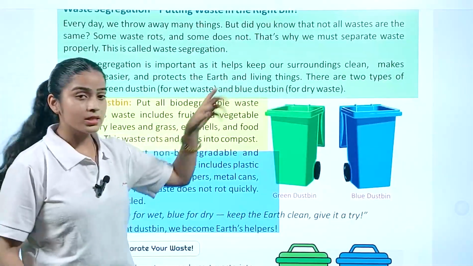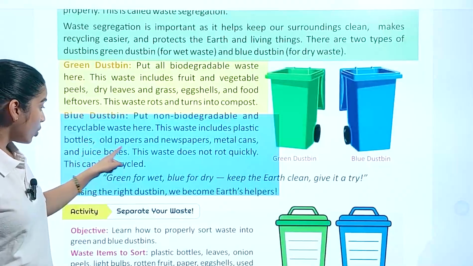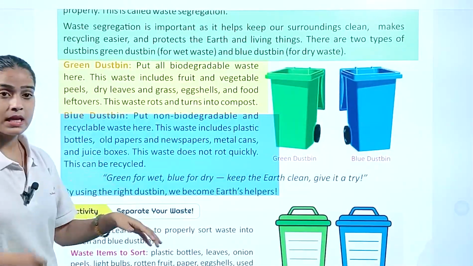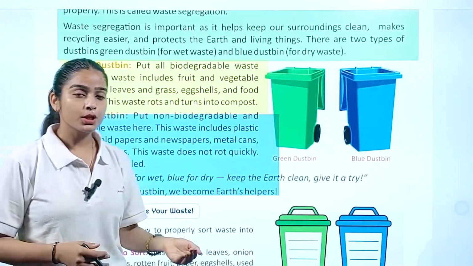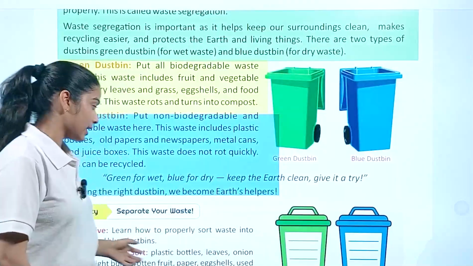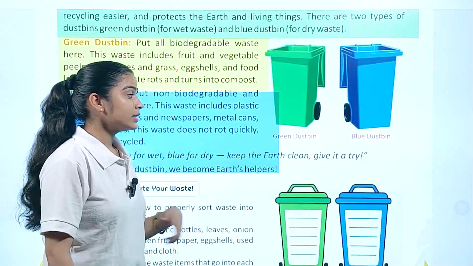The blue boxes are for dry waste. In this section, the dry waste would be old papers, plastic bottles, metal cans, newspapers, juice boxes. These types of things will not be converted into compost. This type of item should be recycled again. So green for wet, blue for dry. Keep the earth clean. Give it a try.